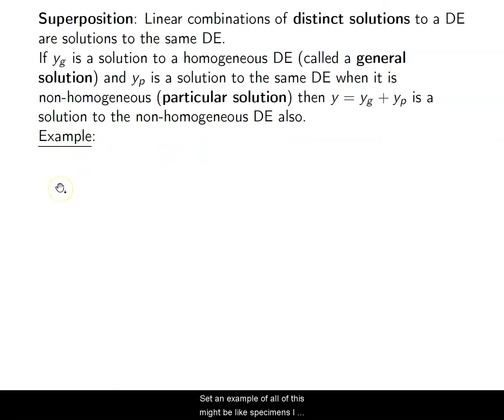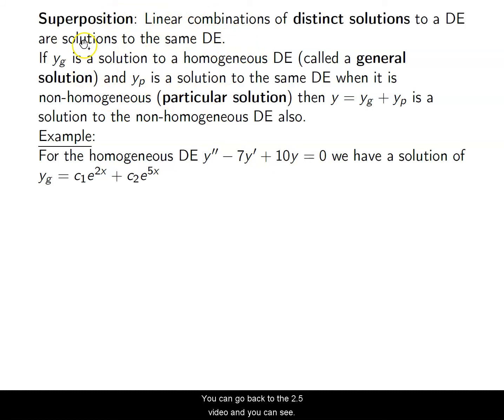So an example, okay, because all of this might be like, Professor Williams, I don't know what you're talking about, so we'll do an example, right? And if you go back to the 2.5 video, you can see where I talked about this, but I didn't say the word superposition. But when I'm pulling pieces that are different from both the integrals that I found and put them together to form one solution, I'm using the property of superposition to do that, okay?